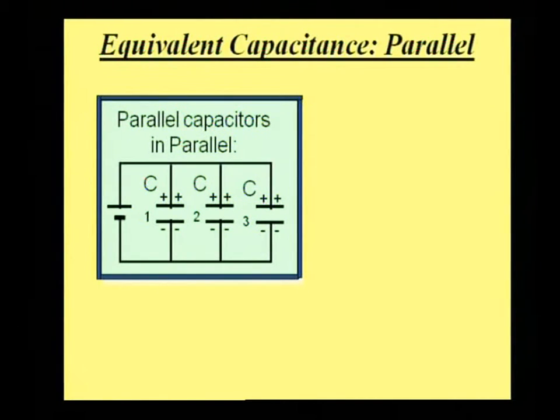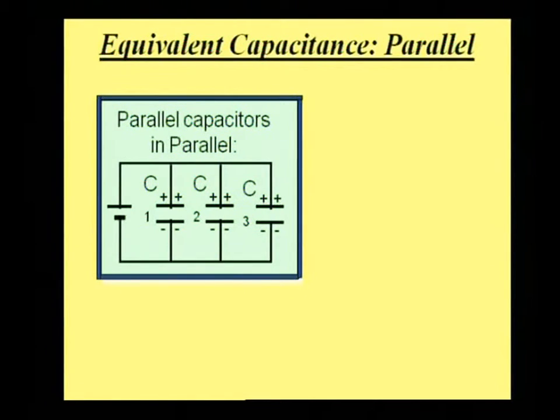Here C1, C2 and C3 are three capacitors connected in parallel, where the positive plates of all three capacitors are connected with each other and to the positive supply of the battery, whereas the negative terminals of the capacitors are connected with the negative terminal of the battery. So this is called the parallel configuration of the capacitor.